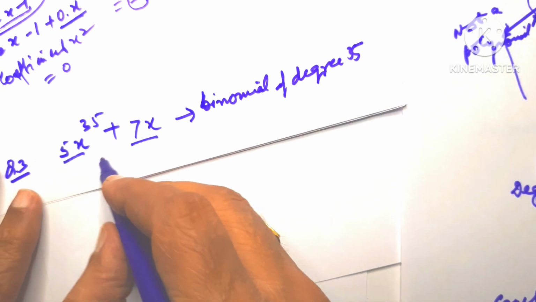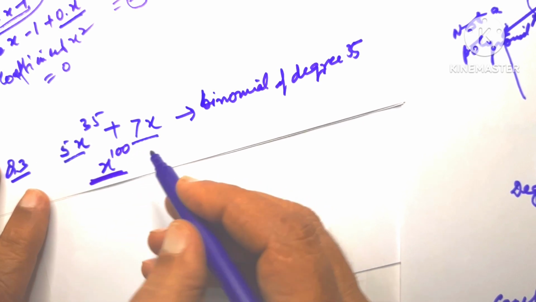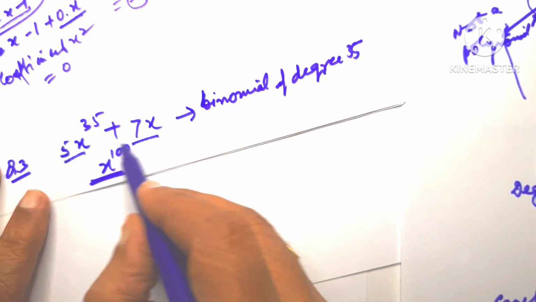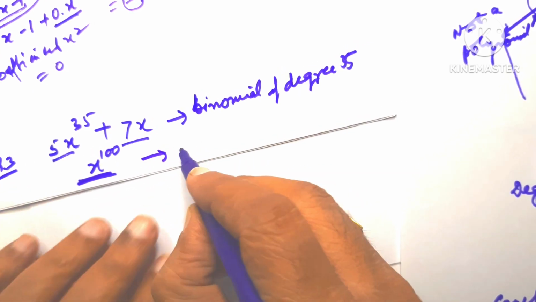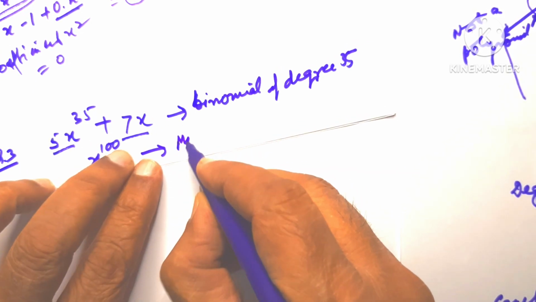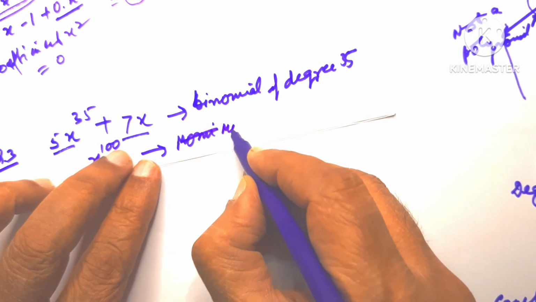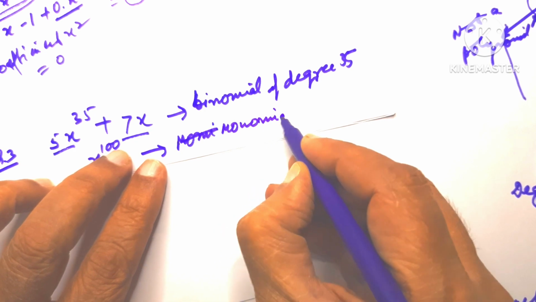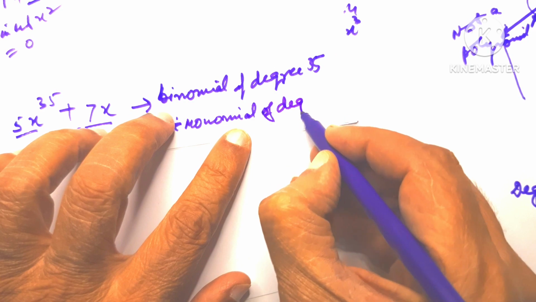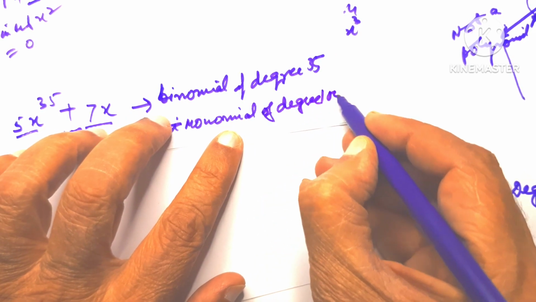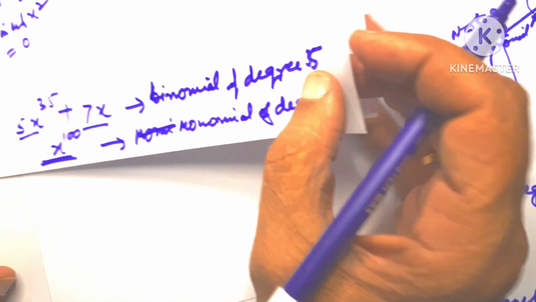Monomial of degree 100: x to the power 100. This is a monomial, only one term. Its degree is 100 because the exponent is 100. So this is a monomial of degree 100. You can give any example. There can be thousands of examples like this.